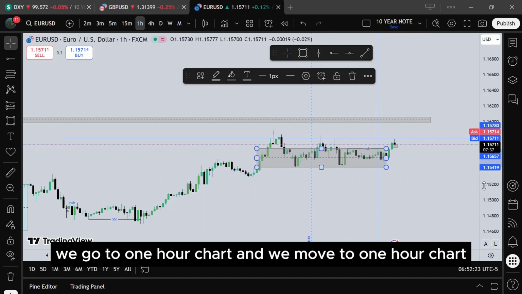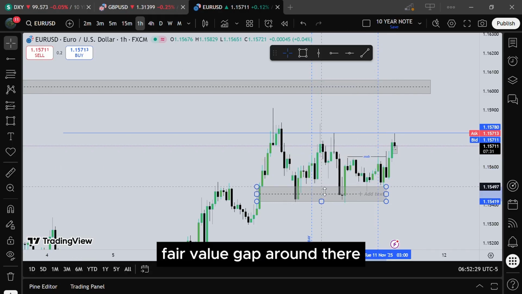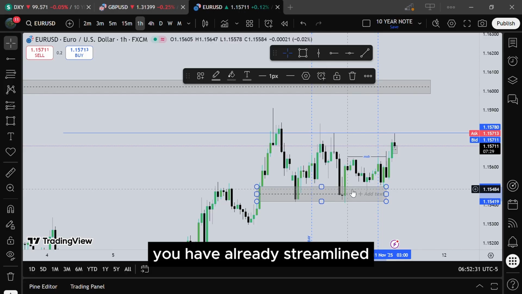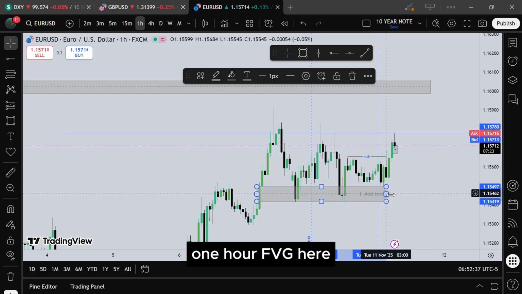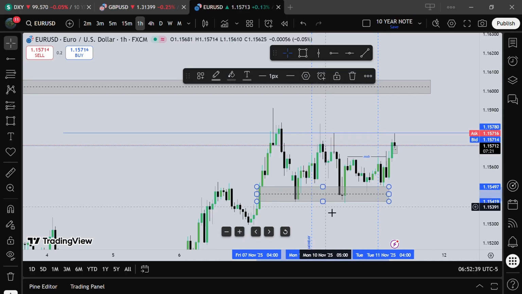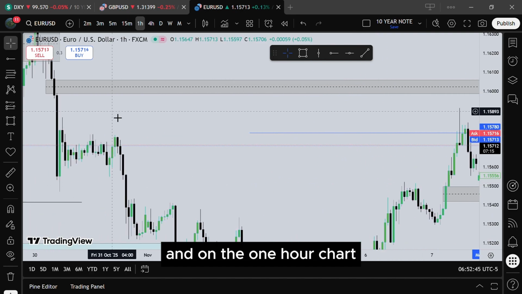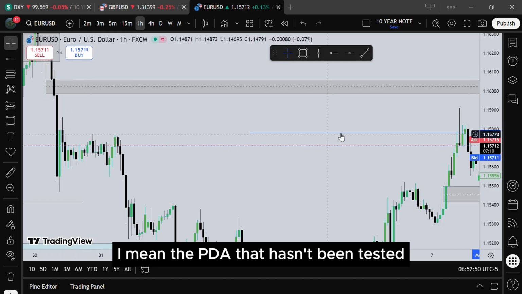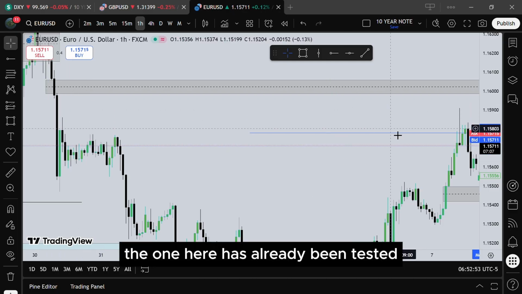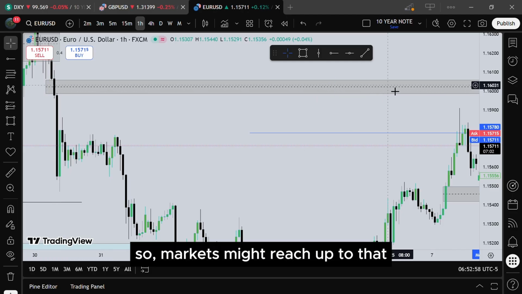We move to the 1 hour chart, and you see that you have some kind of fair value gap around there. You have already streamlined the 4 hours fair value gap into a 1 hour fair value gap. Yeah, we're still looking for opportunities to buy, and on the 1 hour chart, this is the only opposing fair value gap, I mean the PDR, that hasn't been tested. The one here has already been tested, but this particular one has not yet been tested. So the market might reach up to that.